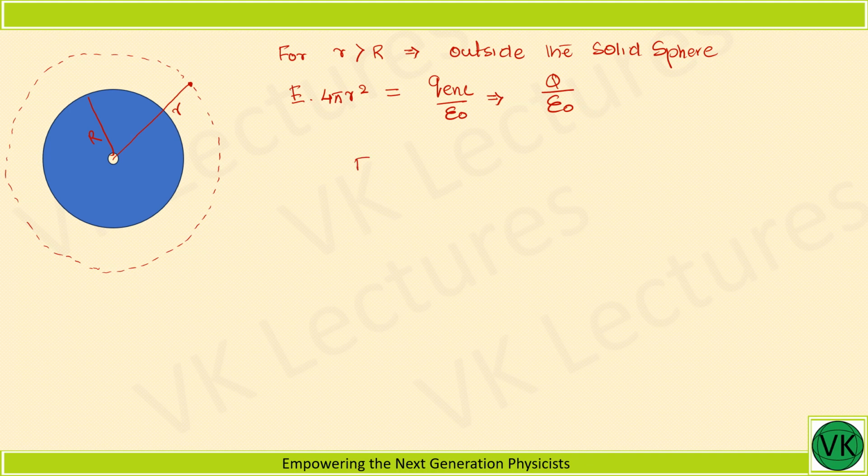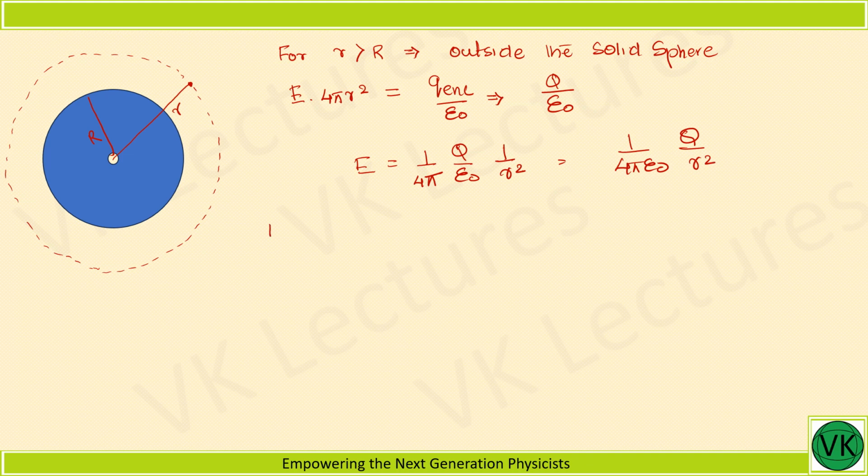So E will be equal to capital Q by epsilon naught into 1 by r square. Here you can write 1 by 4 pi. So that's equal to 1 by 4 pi epsilon naught capital Q by r square.